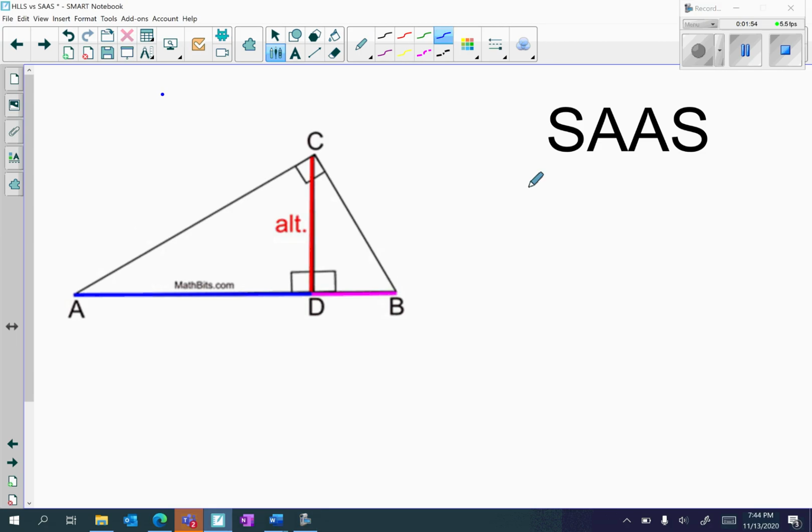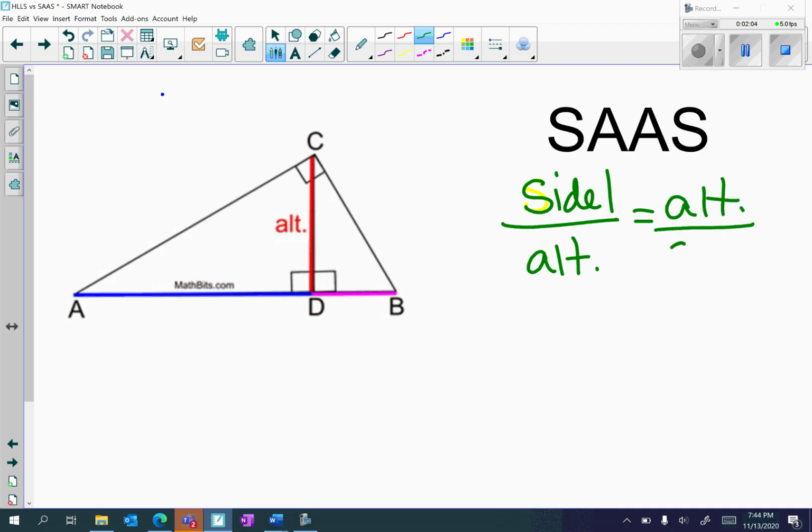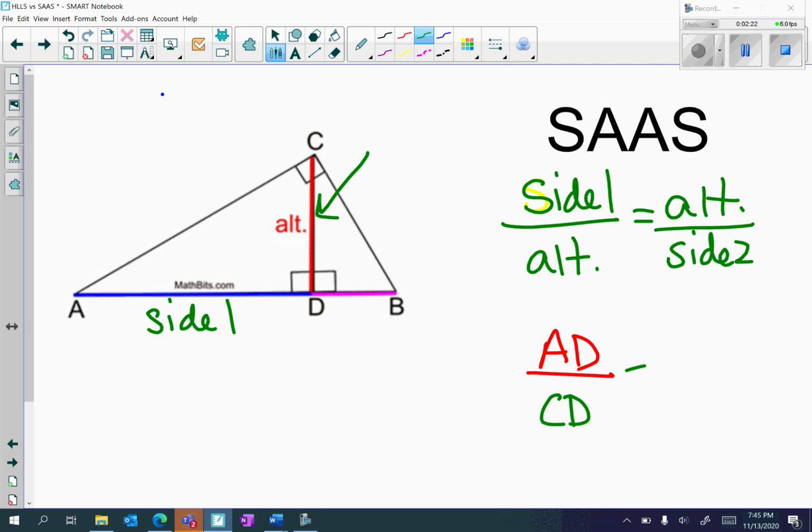Next, to use SAAS, remember this is side 1 over altitude is equal to altitude over side 2. Remember, CD is your altitude. So AD can be your side 1 over the altitude, which is CD, is equal to that same altitude, CD, over DB, which is side 2.